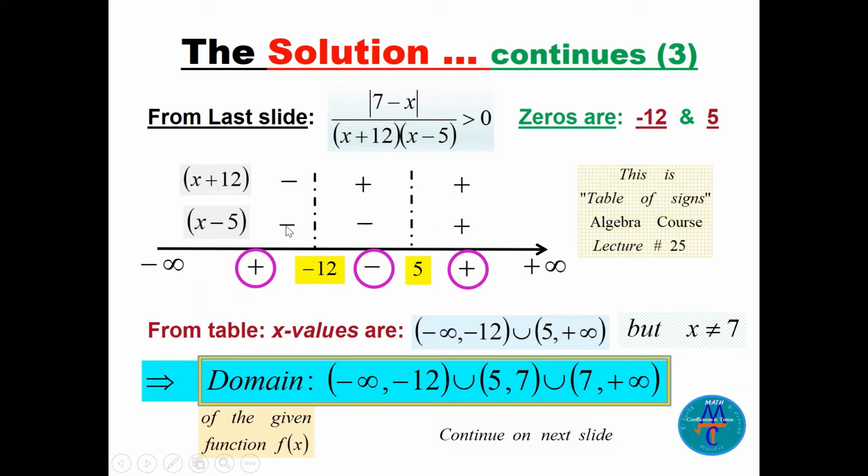Now I multiply minus and minus, it will give me plus. That's the result here in the circle. Plus and minus, it will be minus. Plus times plus will be plus. So I choose the greater than 0. Greater than 0 means the plus.